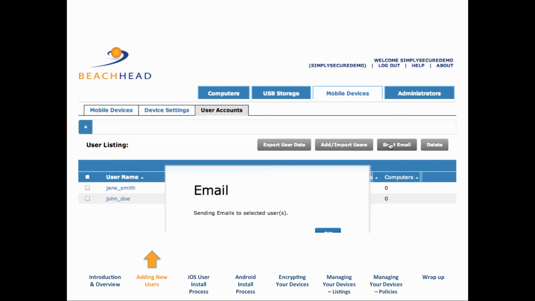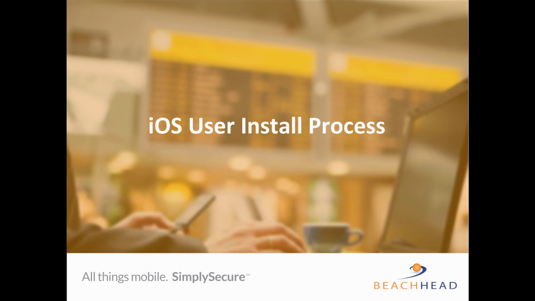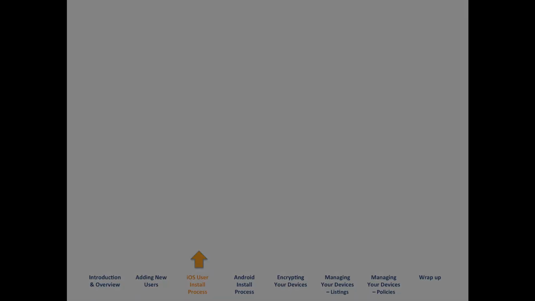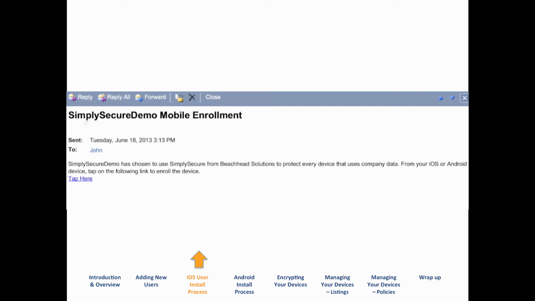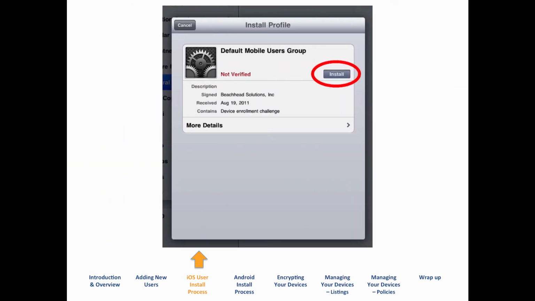Okay, you've sent the emails and you're ready to move on to the next phase, getting the user devices installed and enrolled into the system. Let's take a look at what the user will see on his or her iOS device. They should tap on the link in the email that you just sent them. This will jump them to a page that says Install Profile, and the user should tap the Install button.